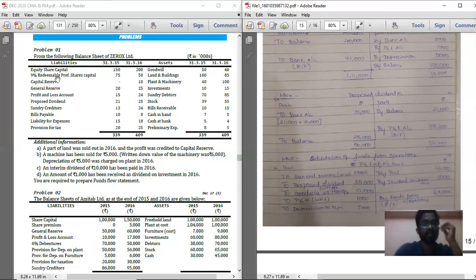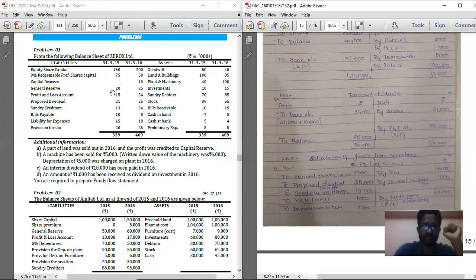Next, come to the liability side. The 9% preference share capital is done. Capital reserve is entirely from the land and building, so don't consider it. We sold land and building and got that capital profit, that is the capital reserve. So it is not taken to the P&L account. It has been directly taken from the land and building profit and credited to the capital reserve. It has not been taken from the P&L account.